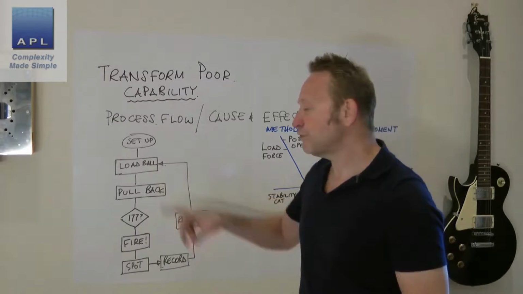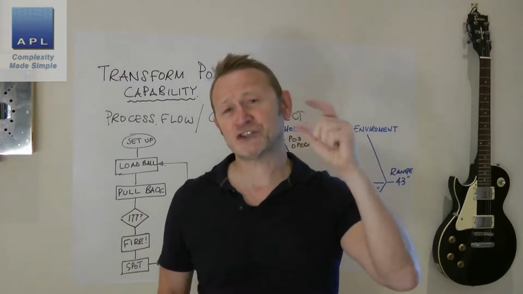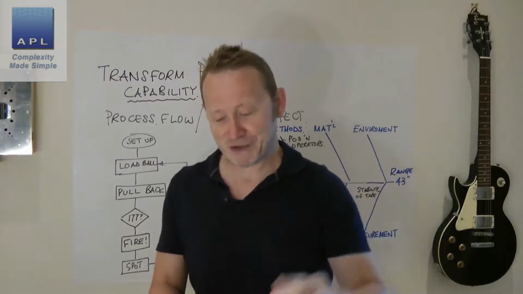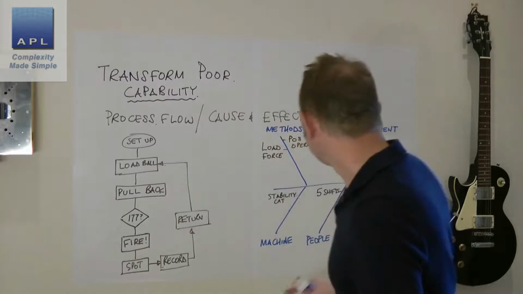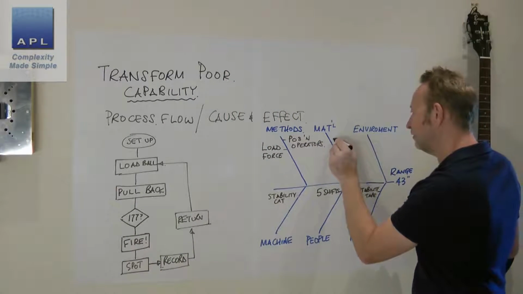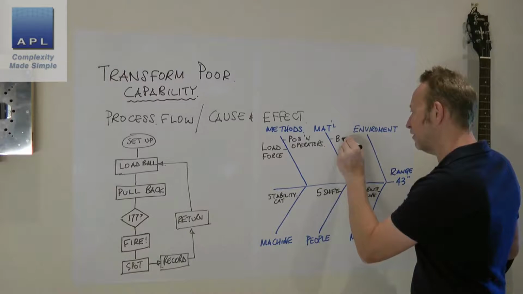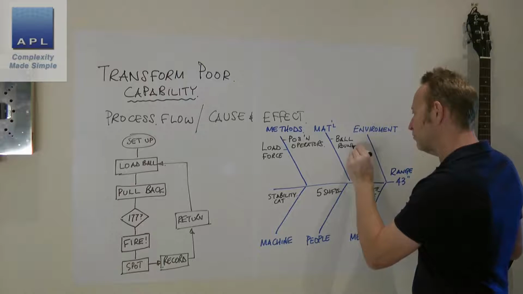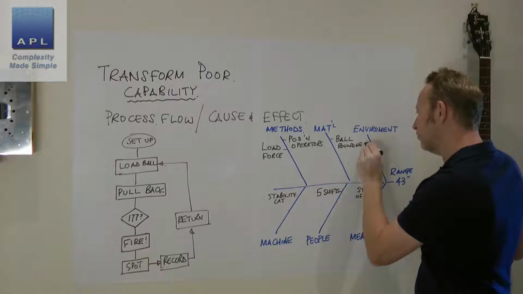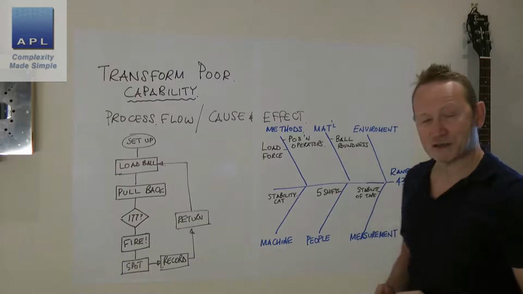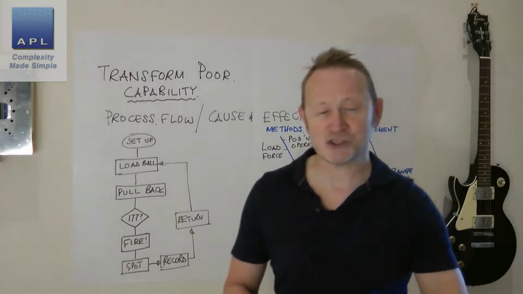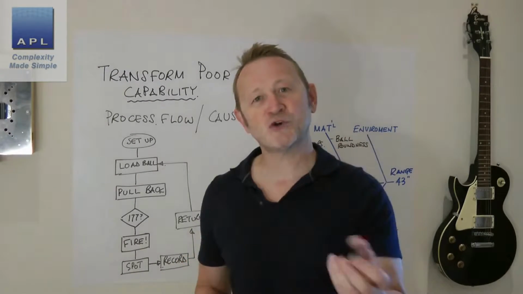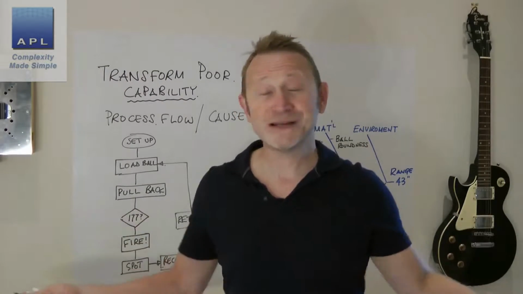Now, at loading, the balls actually aren't very round. So of course, depending on which way round you put the ball, that might have an effect on how far the ball fires. So let's have a look. Under material, I'm going to specify ball roundness. Now you'll notice I'm being very specific. So under material, I haven't just said the ball varies. It doesn't mean anything.